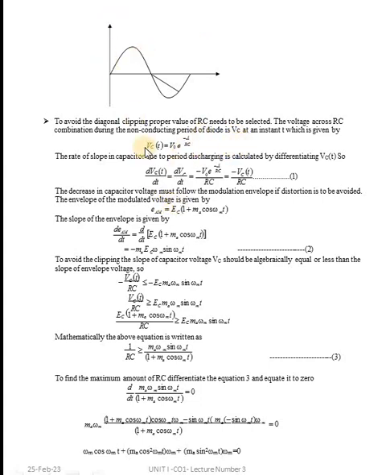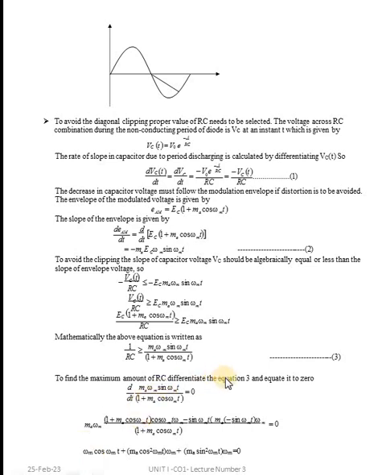The voltage across the RC combination during the non-conducting period of the diode is Vc at instant t, which is given by Vc(t) = V0 e^(-t/RC). Using this expression, the slope of the envelope is given by ma Ec omega m sin omega m t. When we equate this with the right hand side, we can express that 1/RC is greater than or equal to ma omega m sin omega m t divided by 1 plus ma cos omega m t.